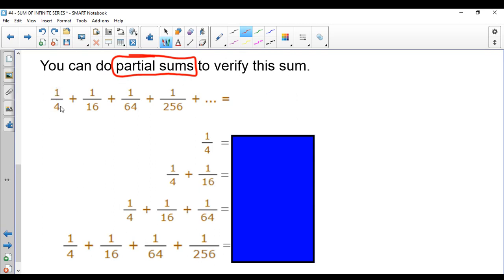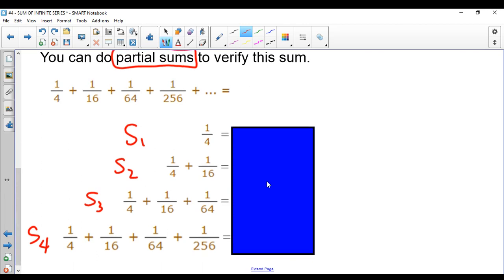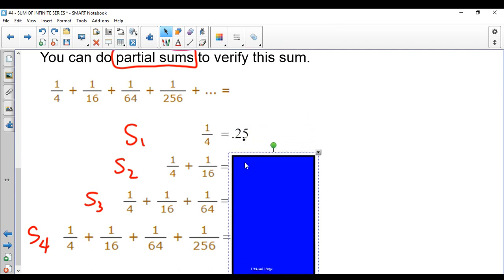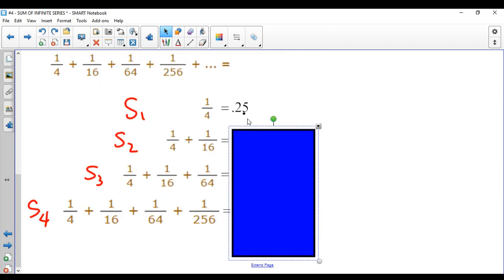I'm going to start by taking a partial sum of, just to do S1, then S2, then S3, then S4. So this is my first partial sum. This is my second partial sum, my third partial sum, my fourth one, etc. So what are they equal to? What are those partial sums? So obviously the first partial sum is just going to be a quarter because it's just 1/4.